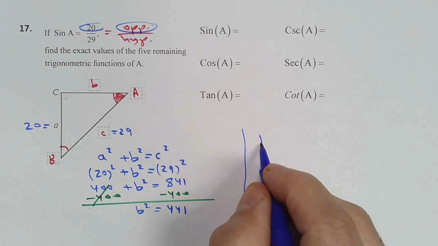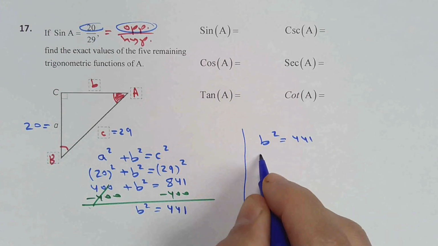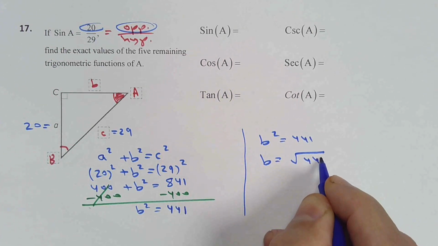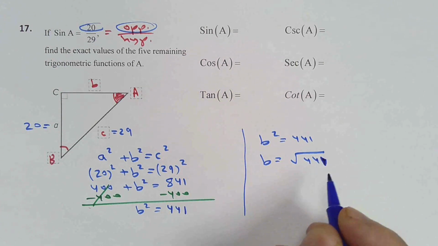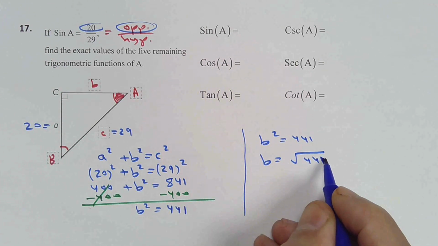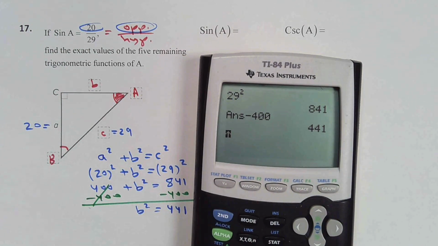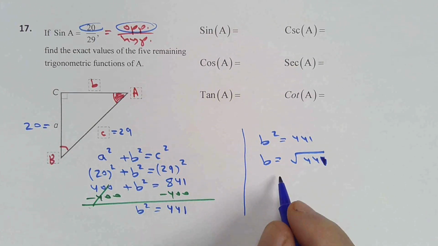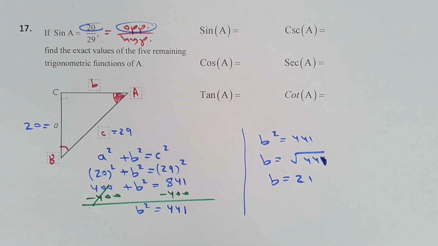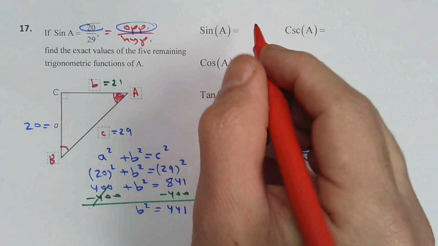Now, if b squared equals 441, b should be the square root of 441. We don't need to write plus minus. Usually we write plus minus. And let's take the square root of 441. The answer is 21. b is exactly 21. So that is 21. Now sine was given to me. So let's write it down. 20 over 29 for sine A.